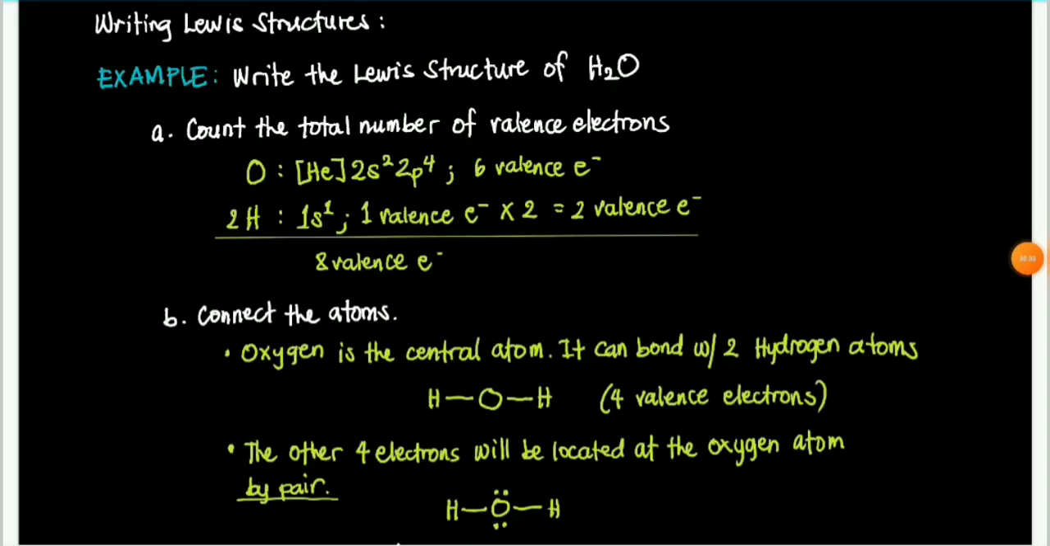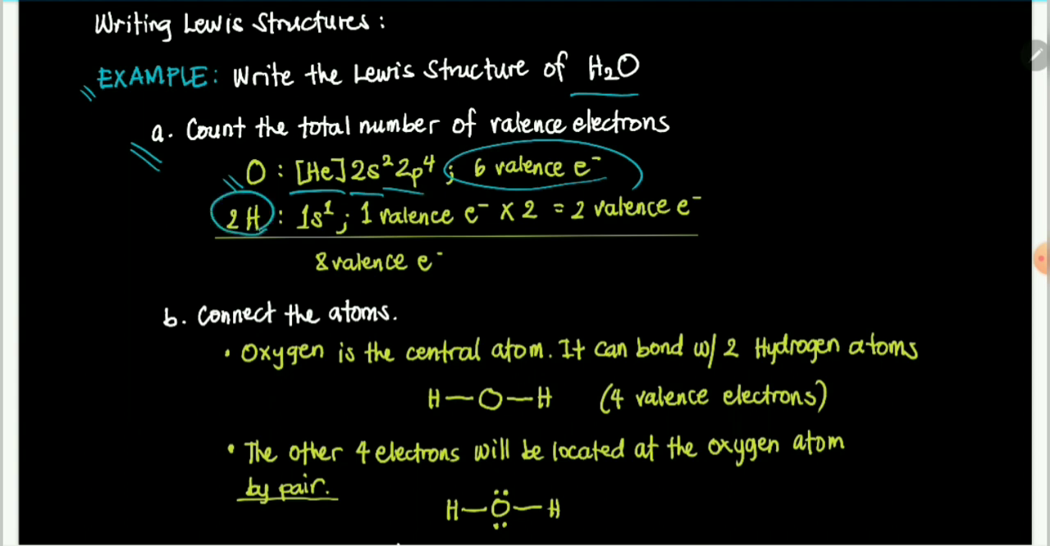Okay? So we have an example here. Write the Lewis structure of H2O. So ang unang-una yung gagawin, count the number of valence electrons because this is due to the valence bond theory. Valence electrons lang yung kailangan natin. So sa oxygen, we have helium 2s2 2p4. So meron siyang 6 valence electrons, yung 2s2 and 2p4.